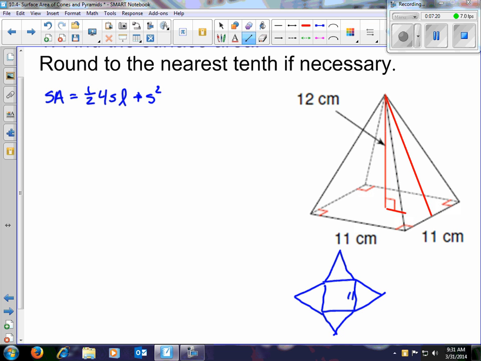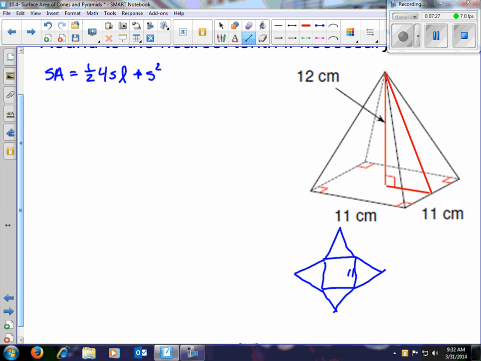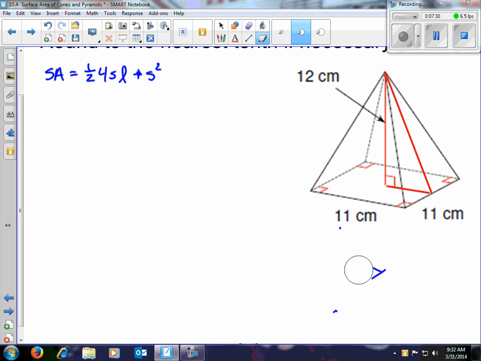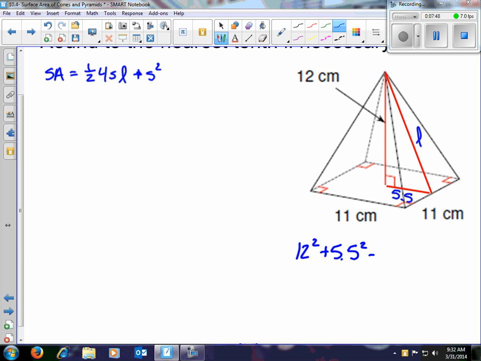If I connect this here, now I have a right triangle. To solve for my slant height, I have this right triangle, so I'm going to use the Pythagorean theorem. So I'm going to erase this. I have this triangle here, and 11 is my whole length, so the length here is going to be 5.5. So I have 12, 5.5, and then we're looking for slant height. So 12 squared plus 5.5 squared is equal to our slant squared. 12 squared is 144. 5.5 squared is 30.25, is equal to L squared.